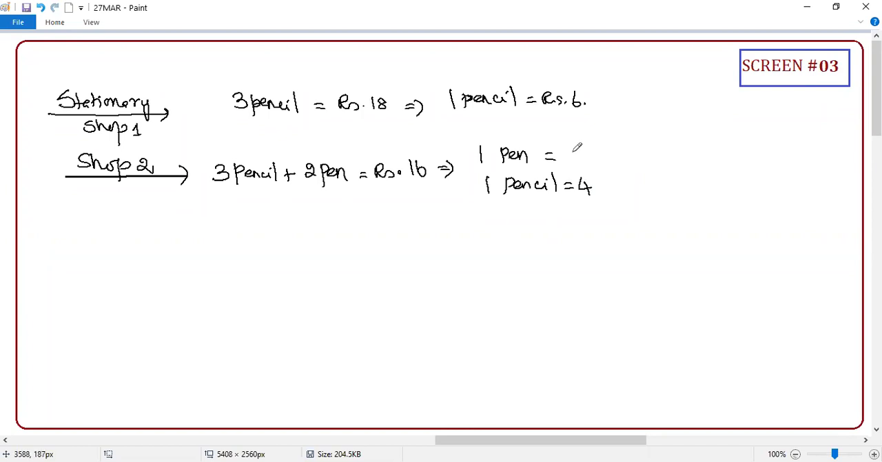Pen 6 rupees. I want the total to be 16. So 12, and pen 3, so the cost of pen is 3 rupees. Correct or not? Because according to your calculation, here it is 12 rupees, and here, student, 3 means 6.